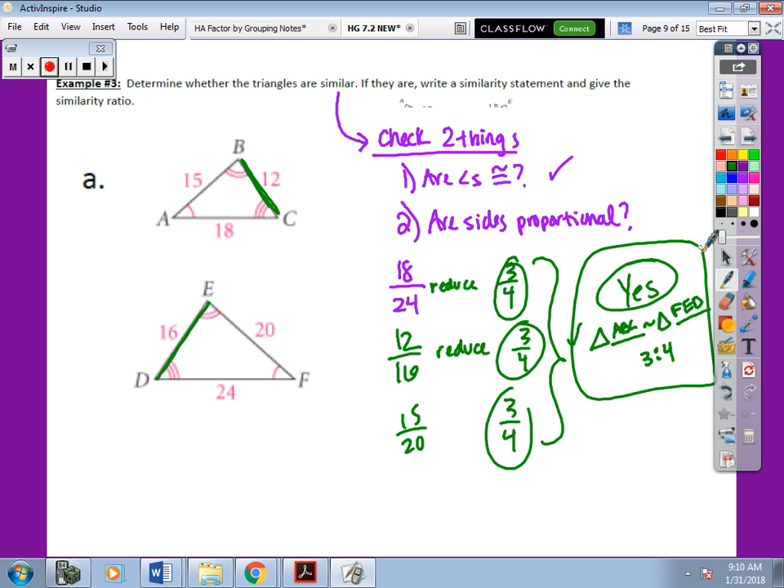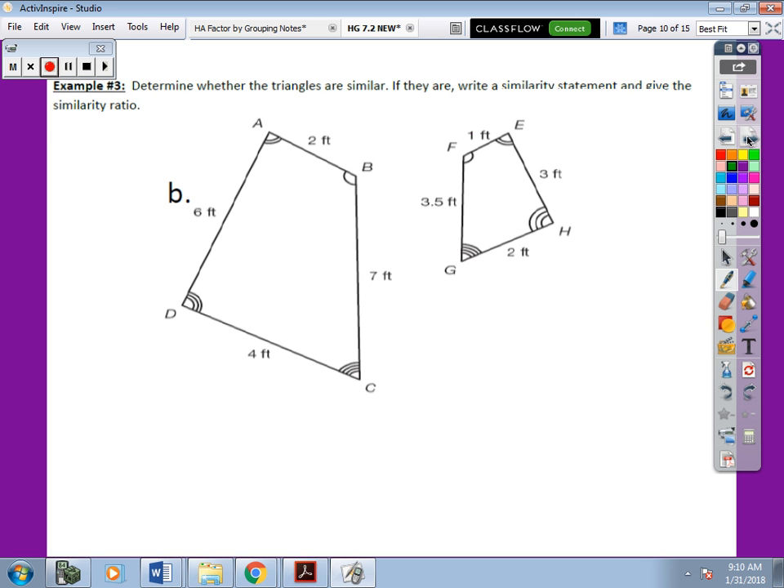You don't have to show all this work. You can do it in your head if you want to reduce the fractions, but this does have to be written down. Yes or no, and if it's a yes, you answer these 2 questions. The next one has quadrilateral. So again, first check your angles. Check your angles: 1 marking, 2, 2, 3, 3, 4, and 4. So yes, the angles all match up.